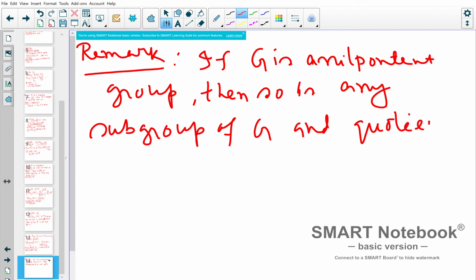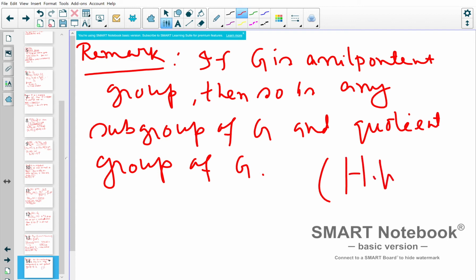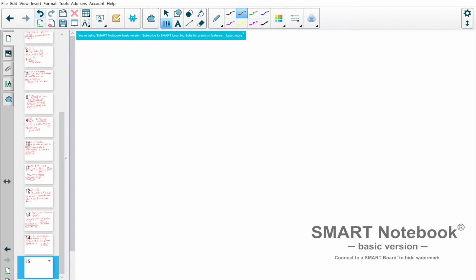What does that mean? That means that every subgroup of a nilpotent group is nilpotent, and every quotient group of a nilpotent group is nilpotent. So this is an exercise, do it as homework. A simple exercise, just use the definition, you will find out. Okay. So with this observation, we would like to go forward to the characterization of finite nilpotent groups.